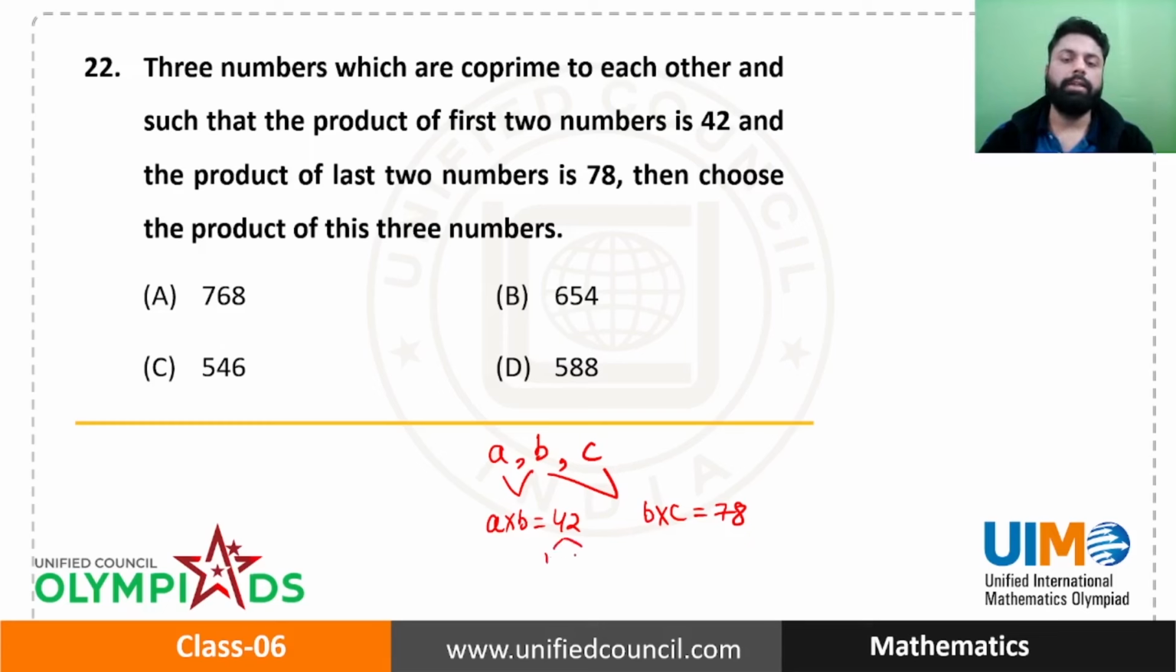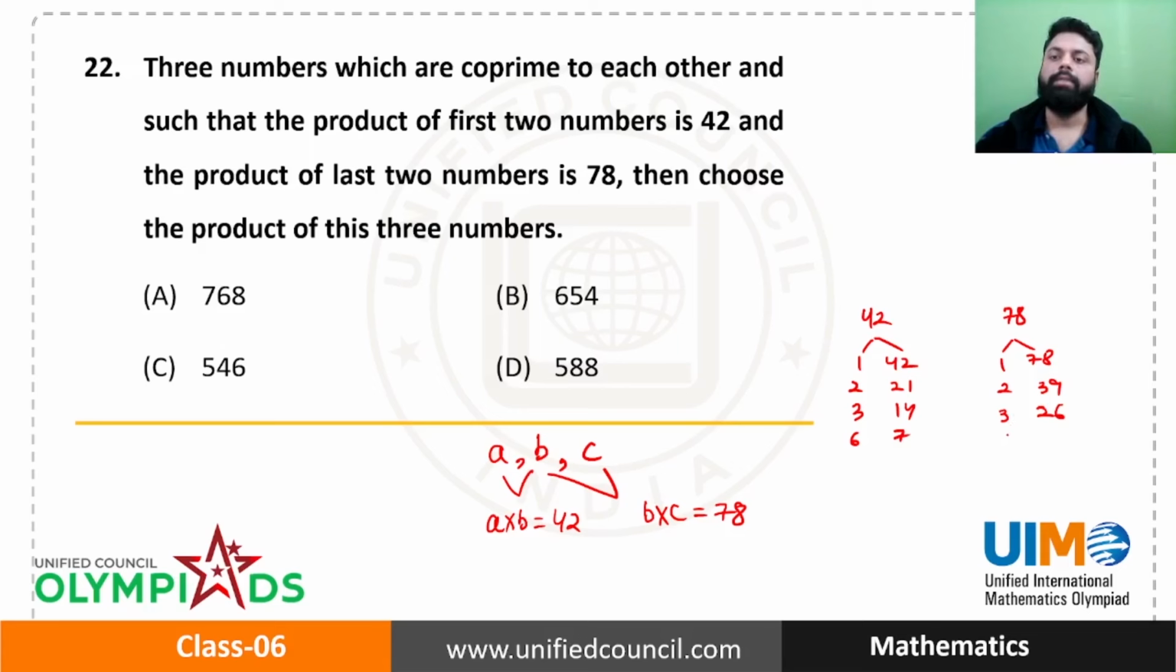So this can be written down as 42 is 1 into 42, 2 into 21, 3 into 14, 6 into 7. And 78 is 1 into 78, 2 into 39, 3 into 26, 6 into 13. So these are the values.